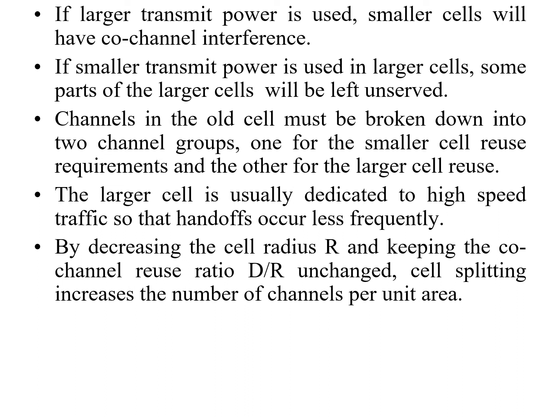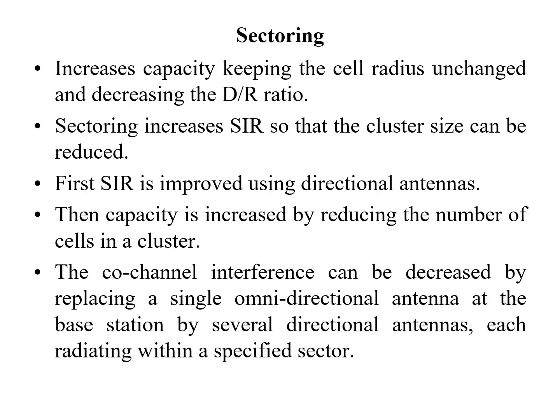Channels in the whole cell must be broken down into two channel groups, one for the smaller cell reuse requirements and the other for the larger cell reuse. The larger cell is usually dedicated to high-speed traffic so that handoffs occur less frequently. By decreasing the cell radius R and keeping the co-channel reuse ratio D by R unchanged, cell splitting increases the number of channels per unit area. Sectoring increases the capacity, keeping the cell radius unchanged and decreasing the D by R ratio. Sectoring increases SIR so that the cluster size can be reduced. First, SIR is improved using directional antennas. Then capacity is increased by reducing the number of cells in a cluster.